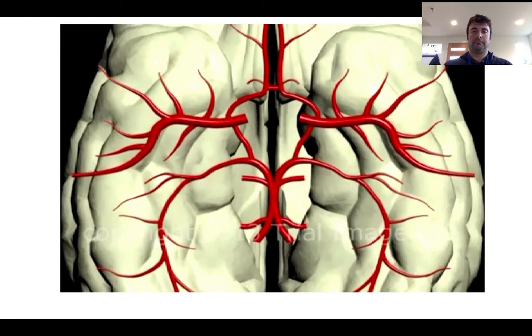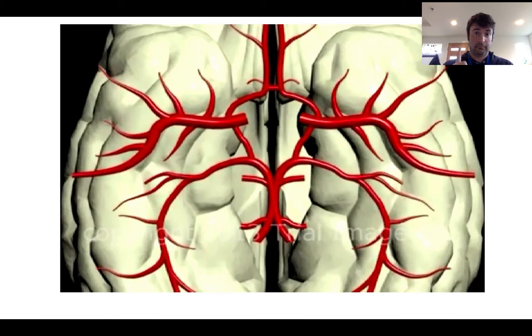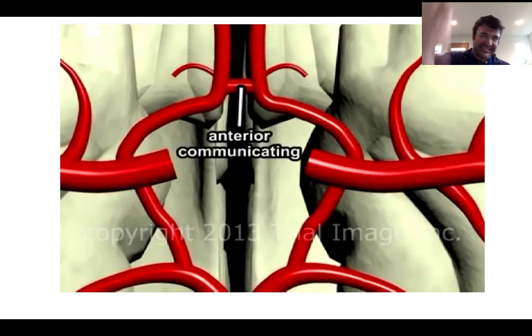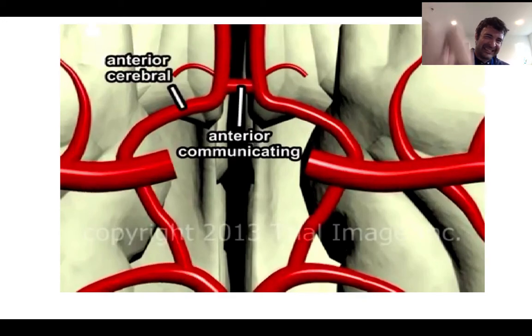While beautiful in design and function, the circle of Willis is also the location of 85% of all aneurysms within the brain. One common site for the occurrence of an aneurysm is the junction between the anterior communicating and anterior cerebral arteries.